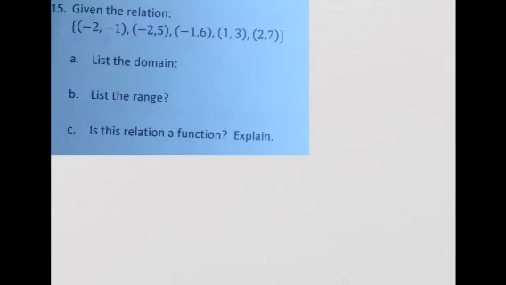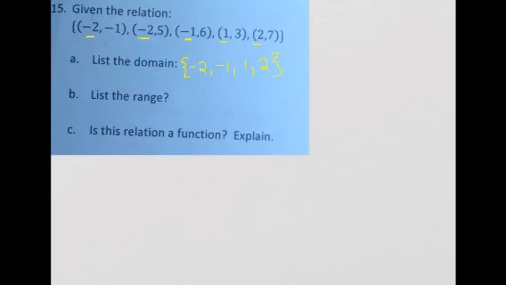Alright, so 15, is the relation a function? Oh, actually, let me start with A. List the domain. So remember, the input values, the x values, make up the domain. So notice how you have two -2's. You don't have to write both of them, just write it once. So the domain is -2, -1, 1, and 2. Okay?